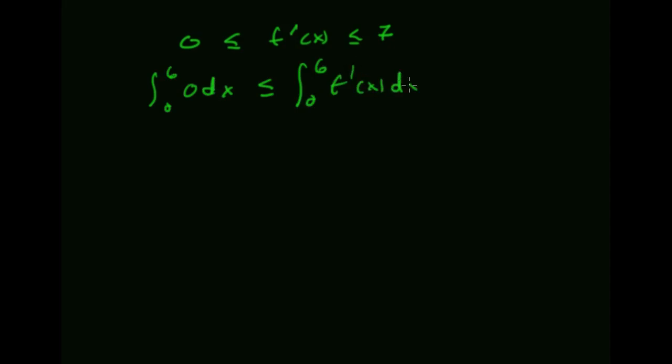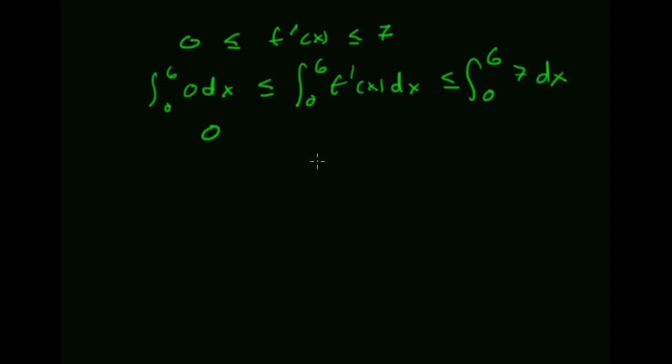All right, let's look at part B. Part B starts with the fact that 0 is less than or equal to f prime of x, which is less than or equal to 7 for all values. That's in the stem of the problem. All right, so integrate it all. The integral from 0 to 6 of 0 dx is still going to be less than the integral from 0 to 6 of f prime of x dx, which is still going to be less than the integral from 0 to 6 of 7 dx.